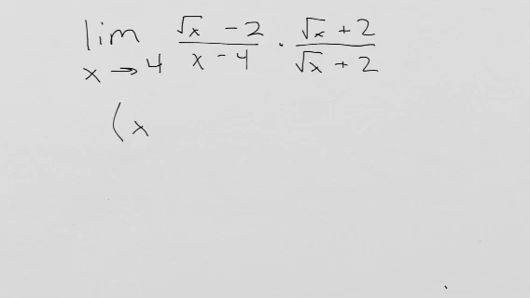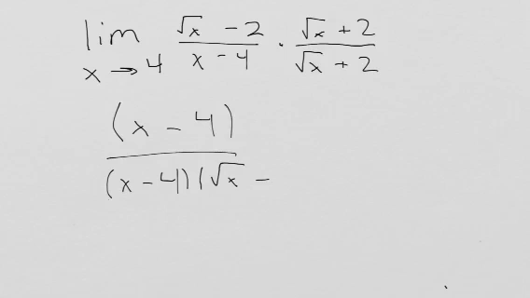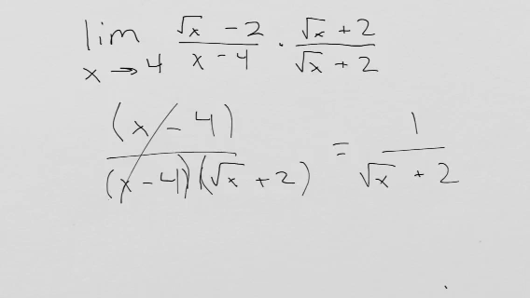So that leaves us with x minus 4 on the top, which is the square root of x squared minus 4. And on the bottom, we have the x minus 4 left over, and the root x plus 2 that we multiplied in. Well, this x minus 4 is going to cancel, so we're going to be left with 1 over root x plus 2. The limit as x goes to 4 of 1 over root x plus 2 is going to leave us with 1/4.